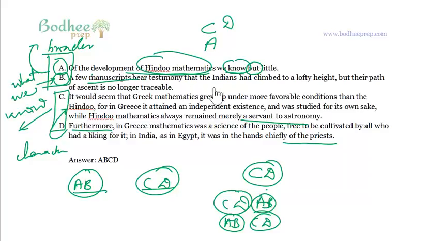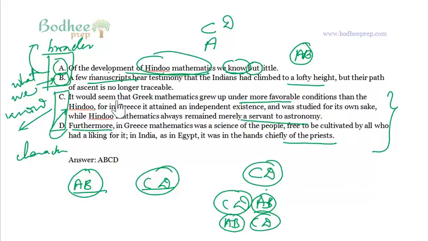So the author says we know but little, and then he says what we know. So it's better to say that yes, I know very little of this, and this is what I know. So AB logically, because it introduces whatever we know about Hindu mathematics, and it says that we know but little. And then he says what we know. He says, of the development of Hindu mathematics, we know but little. A few manuscripts bear testimony that Indians had climbed to a lofty height, but their path is no longer traceable. It would seem that Greek mathematics grew up under more favorable conditions than the Hindu mathematics.